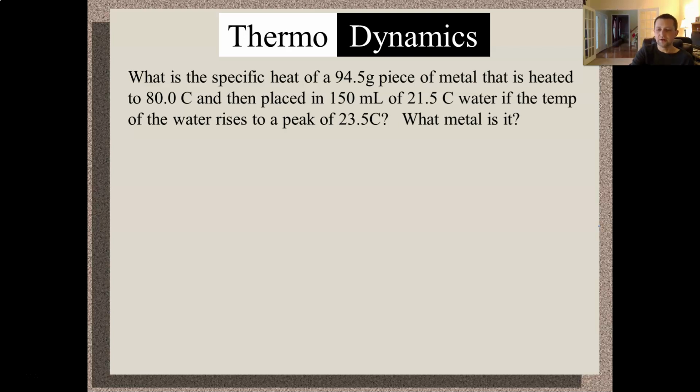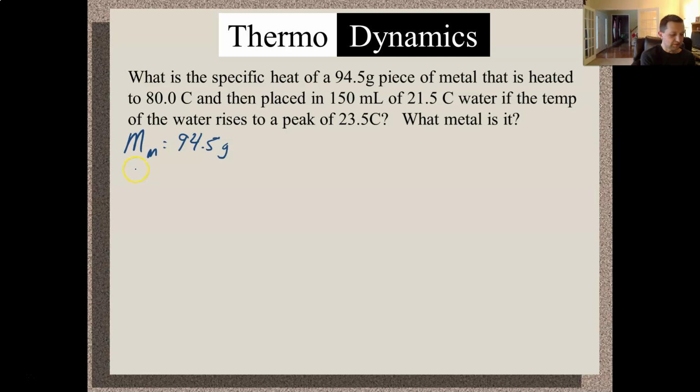And you guys have a chart on your note sheet. Okay, it's not on the screen here. So let's make a data table of what we have real quick, because I need to organize my thoughts here. So we're going to look at the piece of metal. We have a mass of the metal, and the mass of metal is 94.5 grams.